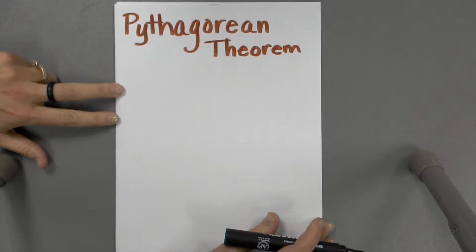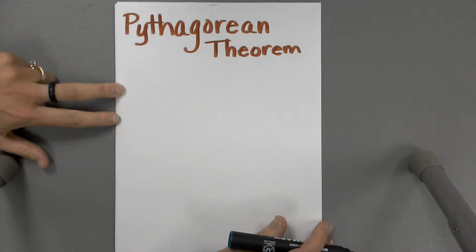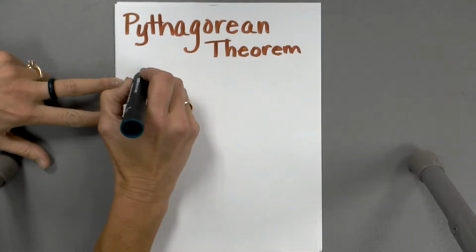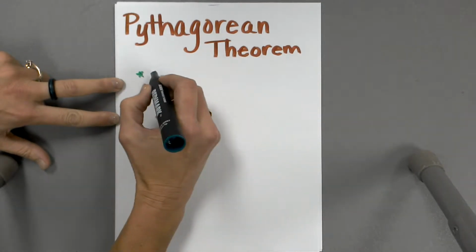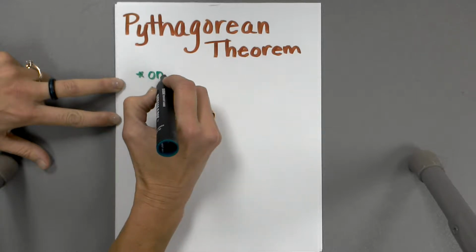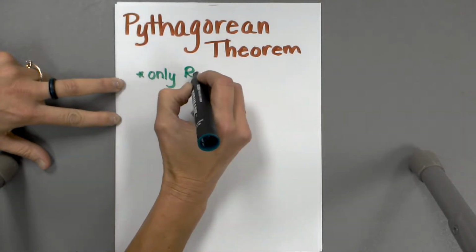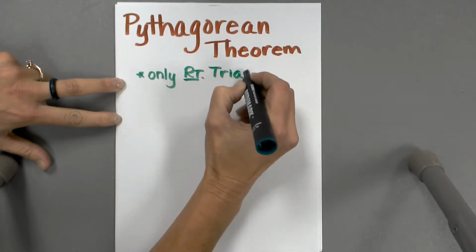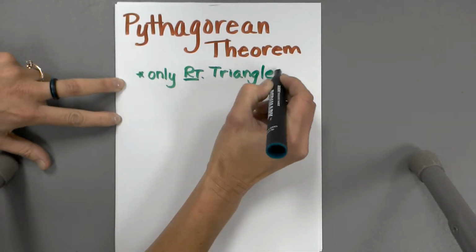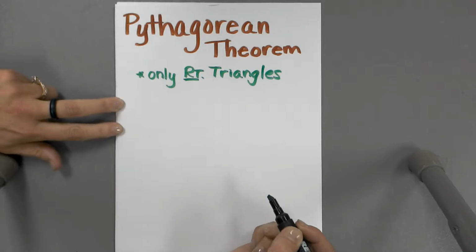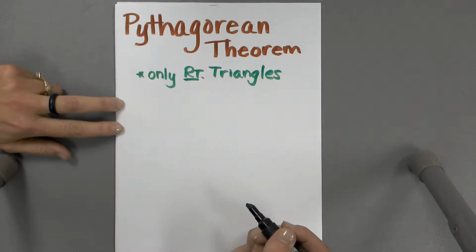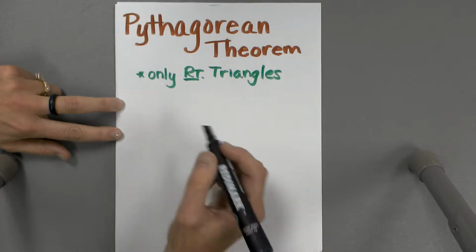This is something that you probably have been working on since middle school, so we're going to fly through this pretty quickly. The first thing you have to remember about the Pythagorean Theorem is that it only works for right triangles. If you try to do this with a scalene triangle or an obtuse triangle, you will not be getting the correct answer for the relative sides of the triangle.